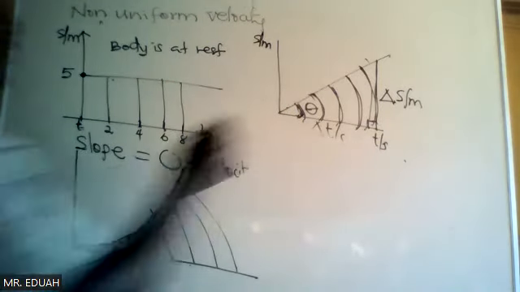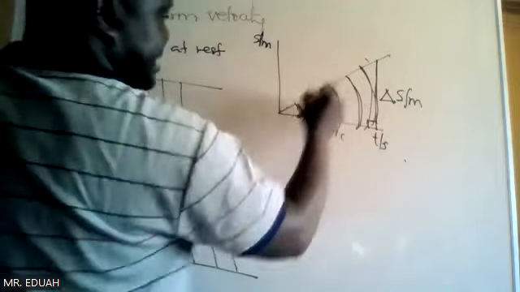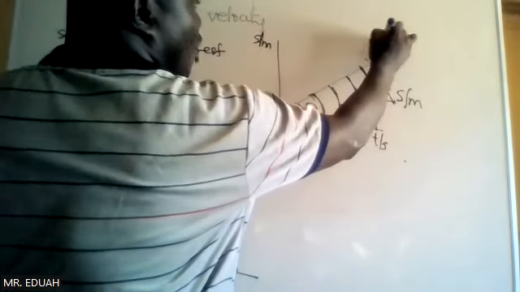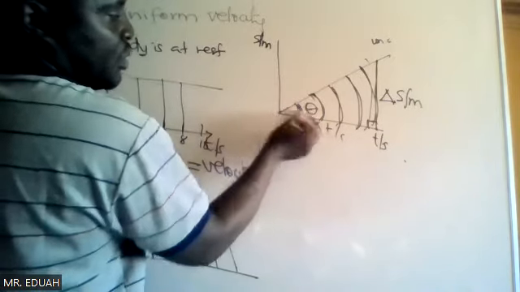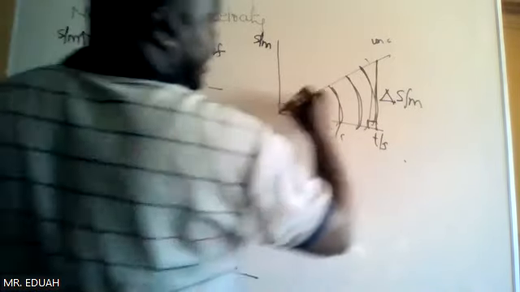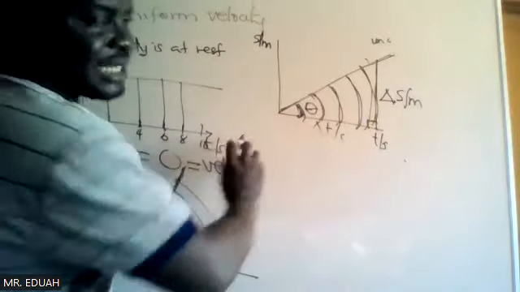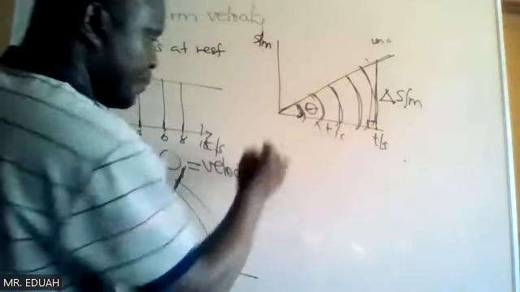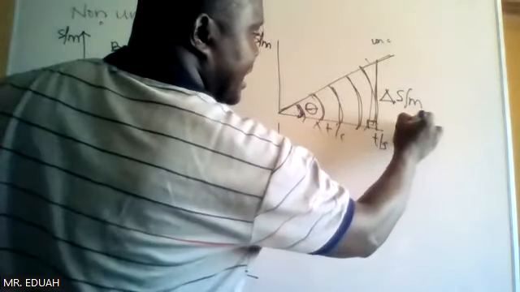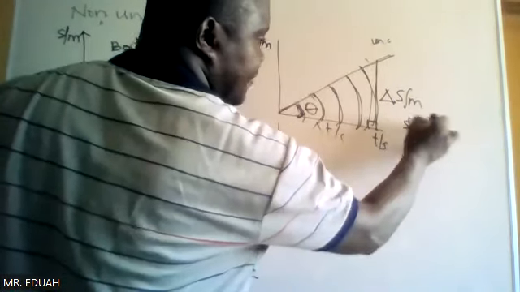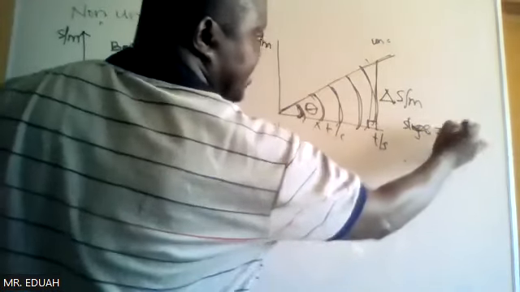So if the graph is like this, it is uniform or constant speed, because the slope, which is the angle between the line and the time axis, is uniform. If we happen to have this, here the slope, which is equal to the velocity or speed, is positive.